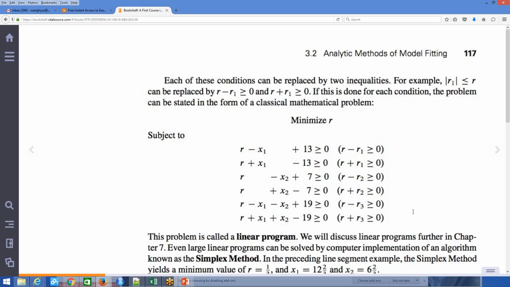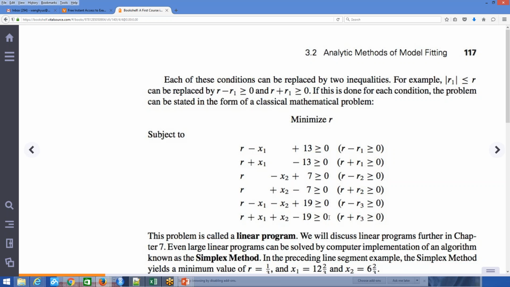This is one of them that shows here. So in this case, we minimize R with these constraints. Now it's a linear program.